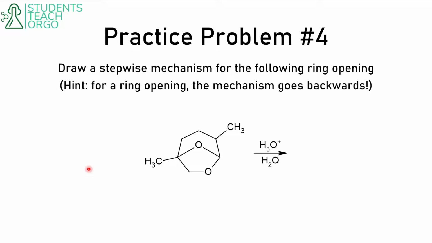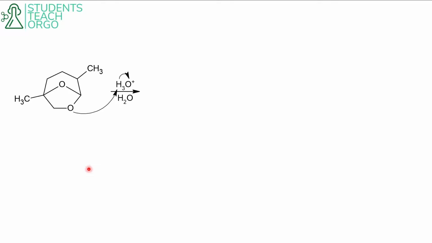All right, so hopefully the hint helped you a little bit. For a ring opening, the mechanism goes backwards, right? So for the ring closings or the ring formations that we saw earlier, the mechanism goes forwards, right? The PATED goes forwards. For a ring opening, the mechanism is just the reverse of that. So in order to solve this problem, we should think about PATED in reverse, right? So firstly, we have the deprotonation step, which backwards would be a protonation. So we will protonate this oxygen first using some acid, right?